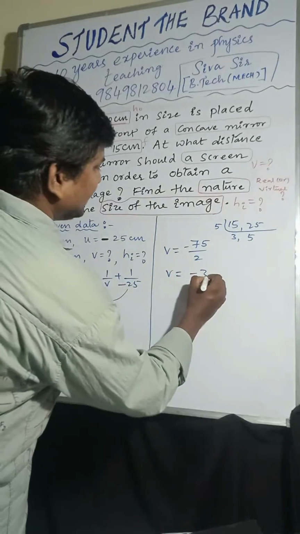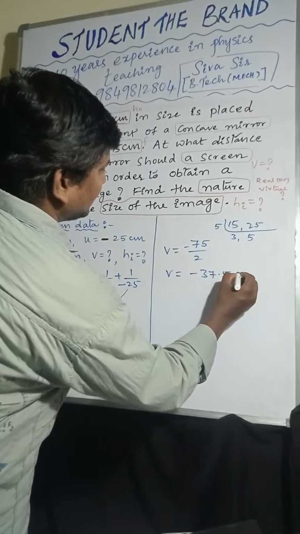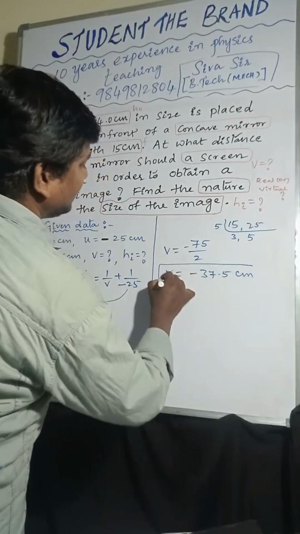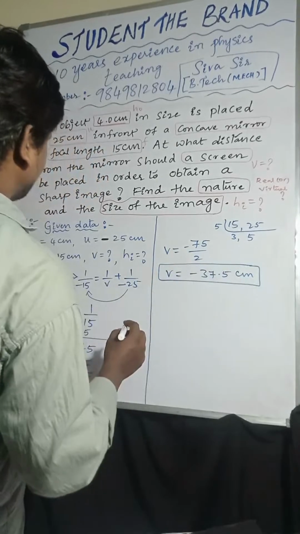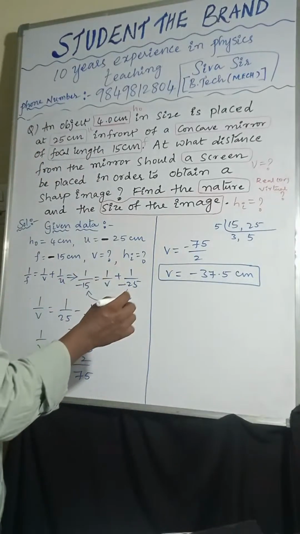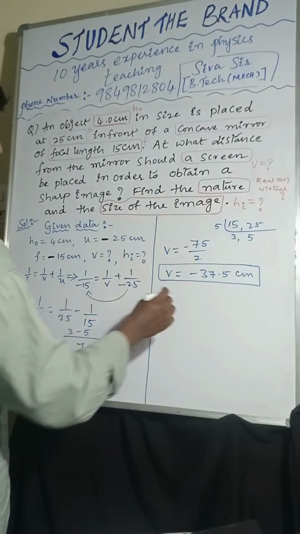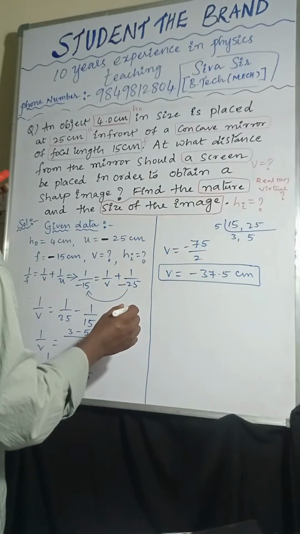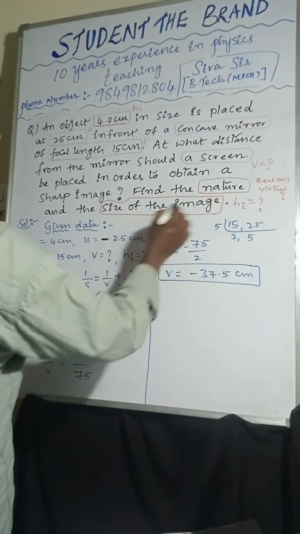So minus 37.5 centimeter, because everything is given in centimeter. Correct? Just check once. Any doubt? Next one. We have to find out the height of the image.